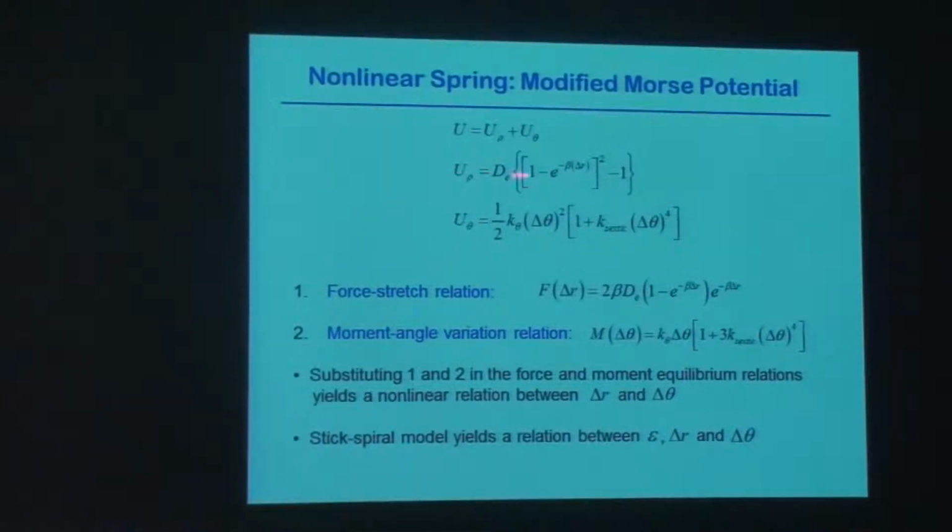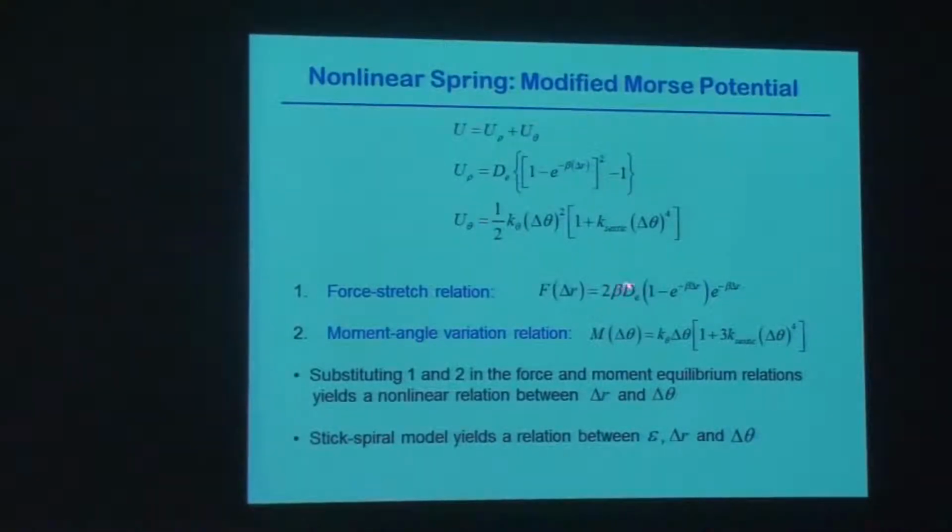So the bond stretch energy and bond angle rotation energy are given here. Taking the derivative of that with respect to delta R, the change in bond length, we get the force-stretch relation. And taking the derivative here with respect to delta theta, which is the bond angle change, we get the moment-angle variation relation. Now we have these 2 nonlinear equations.